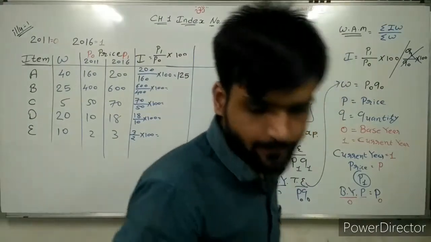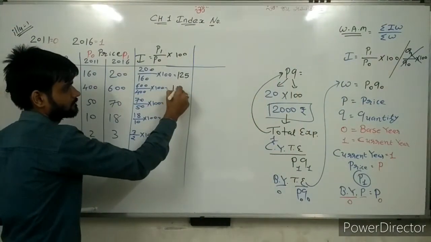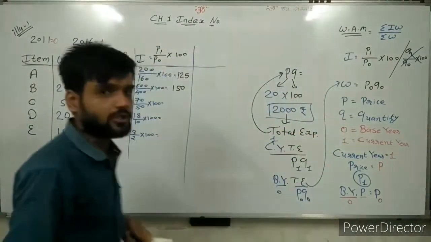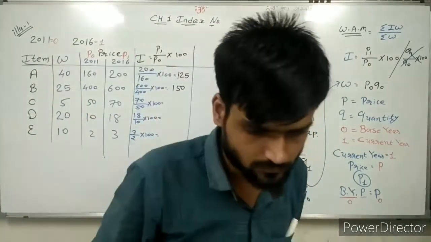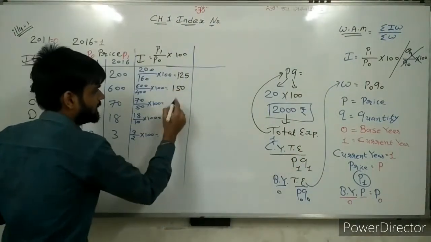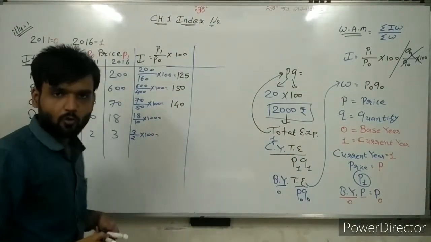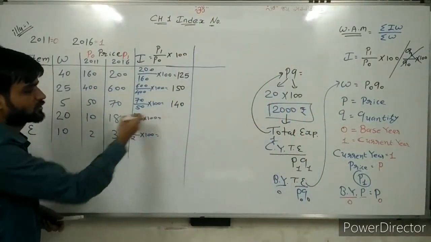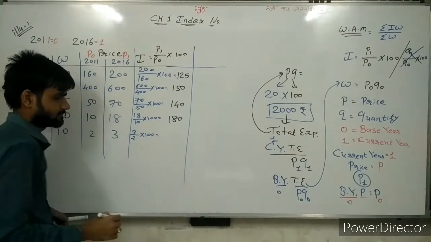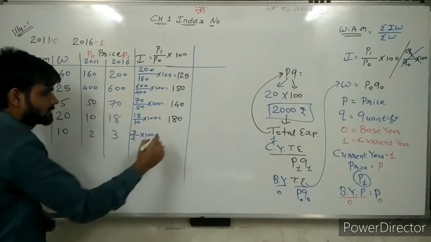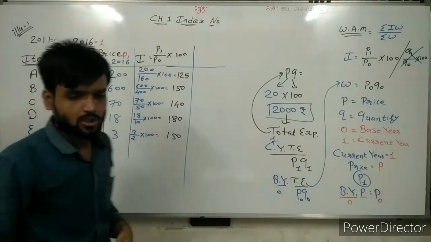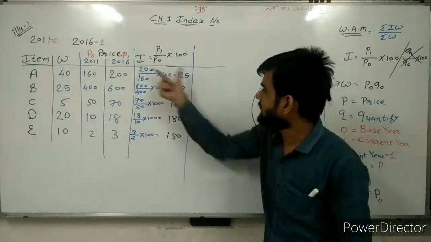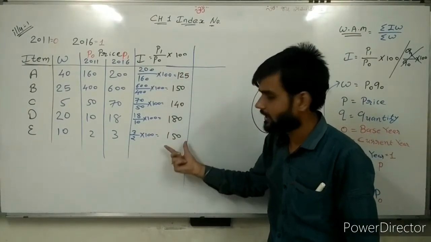600 upon 400, 150. 70 upon 50, 140. Here 150, here 140. Next 18 upon 10, 180. So it's simple, 0 0 cancel, 180. 150. So we have values of I. Now I: 125, 150, 140, 180, 150.